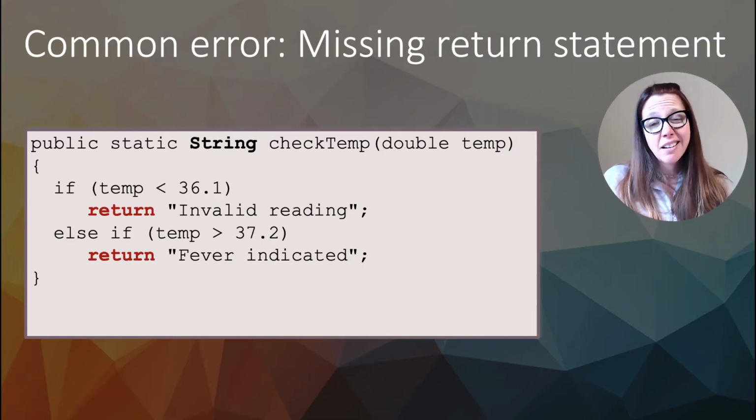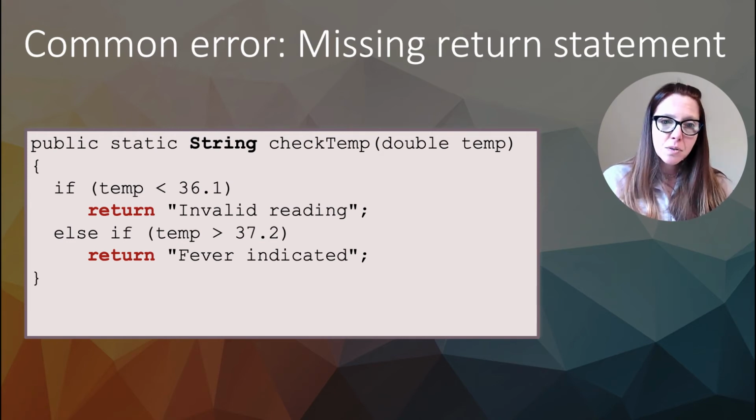A common error is a missing return statement. In this example, we've taken our previous method and we've reduced it a bit. If the temp is less than 36.1, we still return invalid reading. But this time, if that is not the case, we do a second check. We check if the temp is greater than 37.2 and return fever indicated.